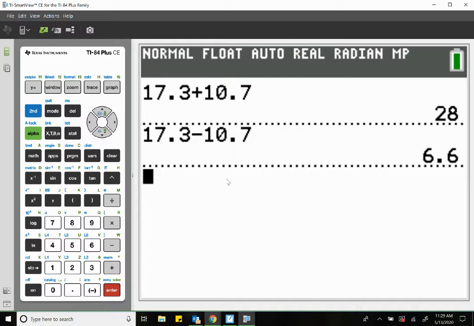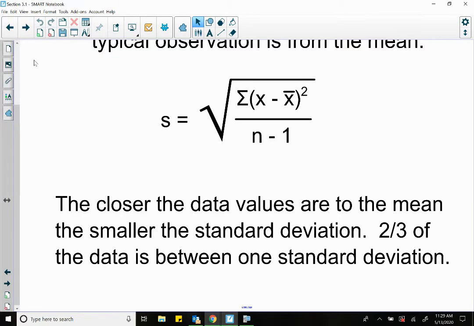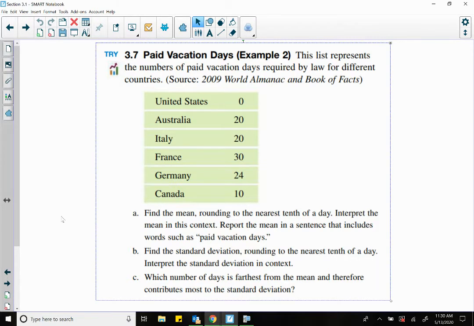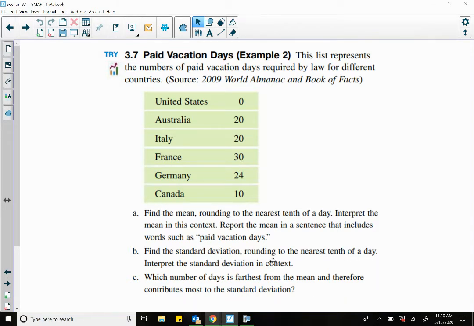So on average, when we were talking about this, going back to our problem, so we know that the standard deviation is 10.7. What does that mean? On average, these 6 countries vary 10.7 paid vacation days from the mean. Okay? That's what they mean. That's what they want. That's what they're looking for. Nothing crazy. They just wanted a small little answer like that. All right? Then down at the bottom, which number of days is furthest from the mean? Okay? So if you look up here, the mean was 17.3.